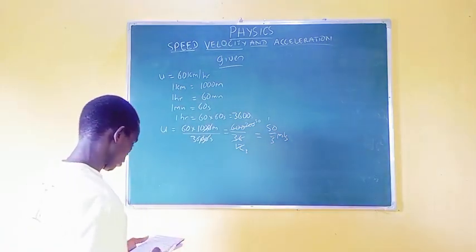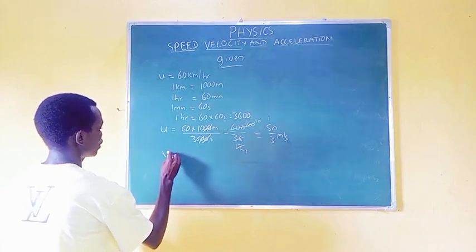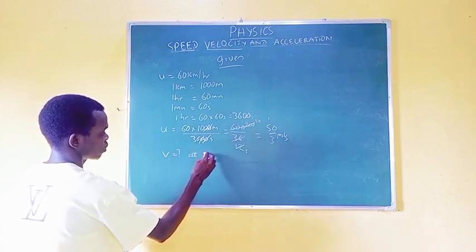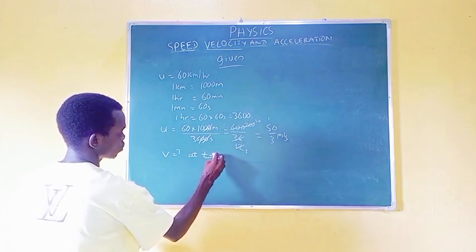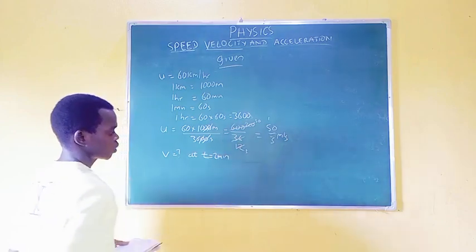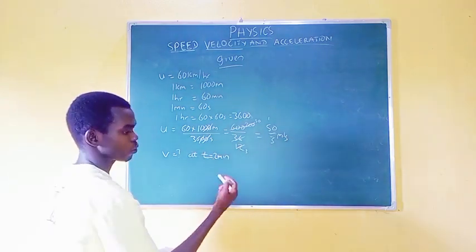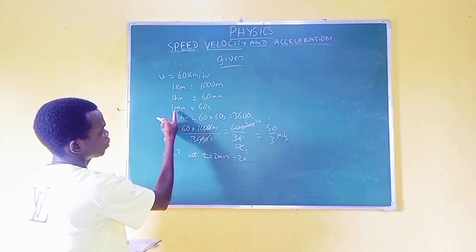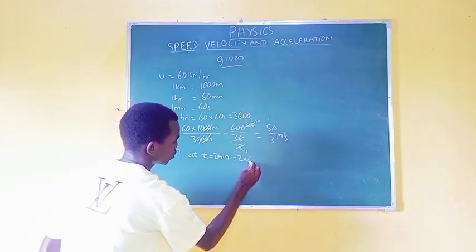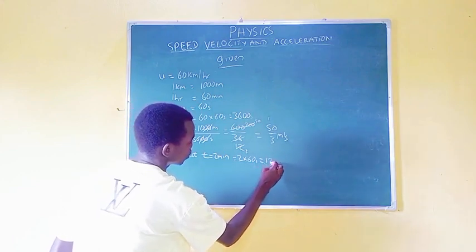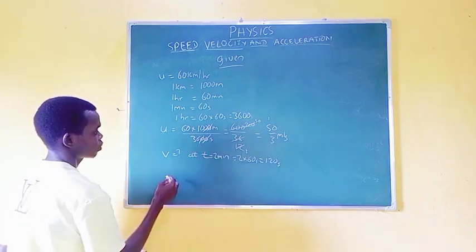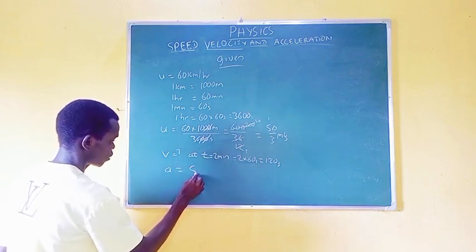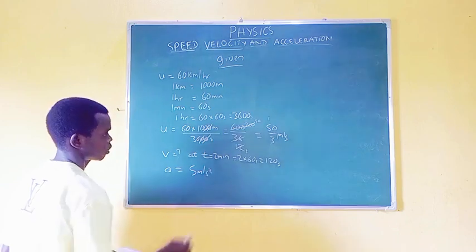And we are asked to find the final velocity at time equals 2 minutes. The time, which is 2 minutes, can also be converted to seconds, which is 2 times 60, since 1 minute is equal to 60 seconds. Now we have 120 seconds. And acceleration is given as 5 meter per second square.